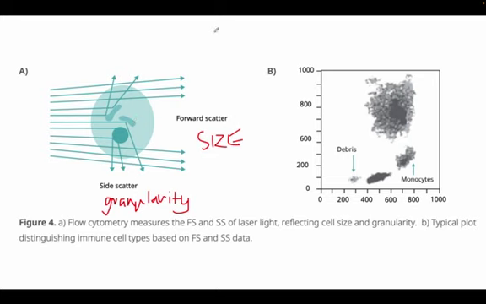Obviously, if the cell is more granular, then there are more objects within the cell to scatter light, right? And so we will have more side scatter. And forward scatter is obviously related to the size. If we have a smaller cell versus a larger cell, we will get more forward scatter if the size of the cell is larger. Okay. What we can now do is basically plot a 2D image. We can have forward scatter like this. We can have side scatter on the y-axis. And we can get this 2D plot to separate types of cells based on the size and granularity.